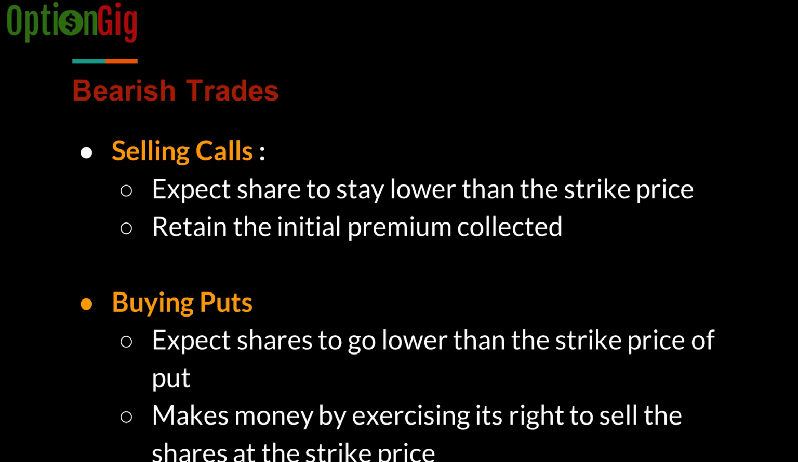Now let's look at the other one, which is how to do bearish trades. Again, there are two ways to do the bearish trades. One is to sell the call. That means allowing someone else an option to call the shares from you. When you sell this call, you collect an initial premium.